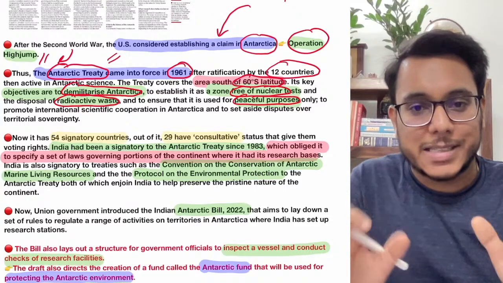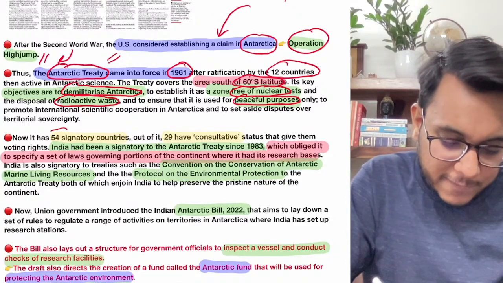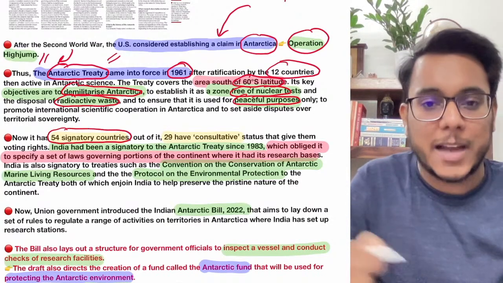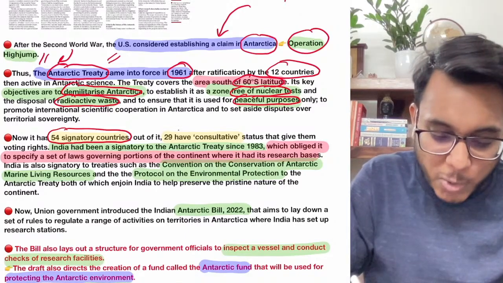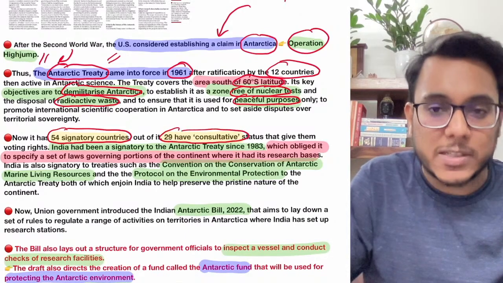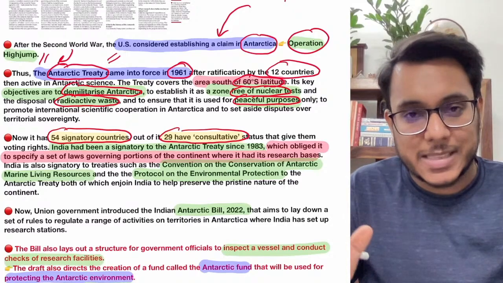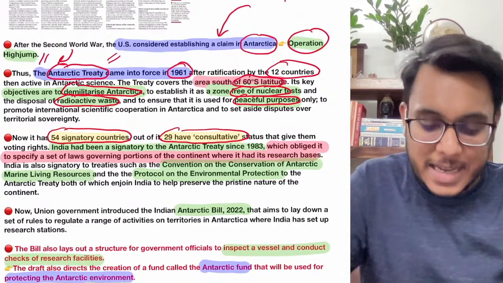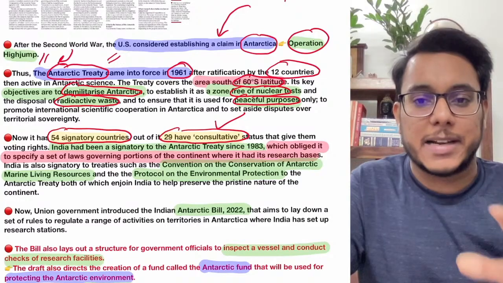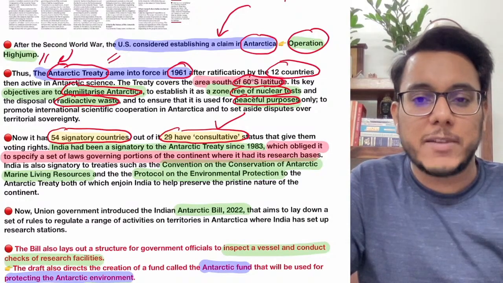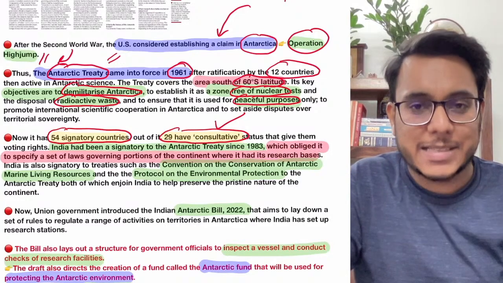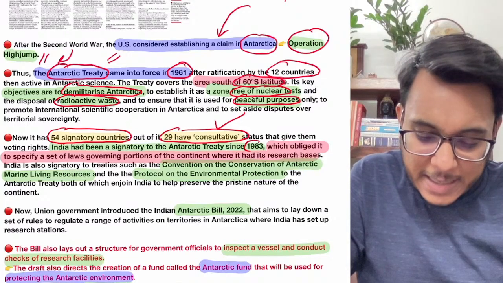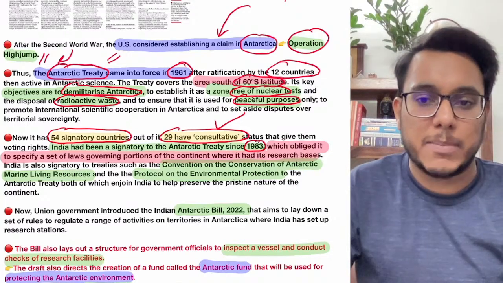Today, as we talk, this Antarctic Treaty has 54 signatory countries, and out of these 54, 29 have the consultative status. India has also been a signatory of this Antarctic Treaty, and India has the consultative status in the Antarctica. Now guys, when we talk about India's role, India signed this treaty in 1983, and since then India plays an important role.